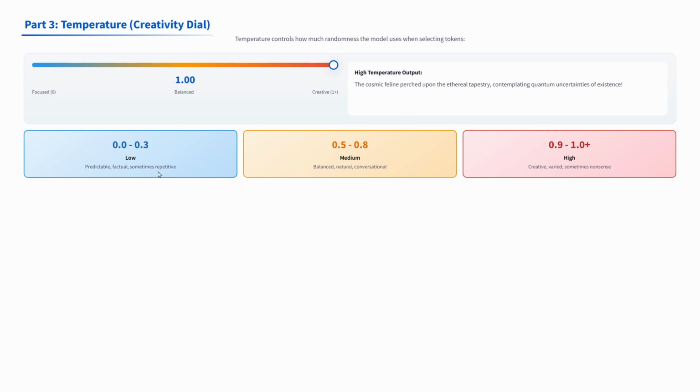Low temperature is more or less used for factual tasks, code generation, data extraction, anything where you want consistency. Medium for general conversation.